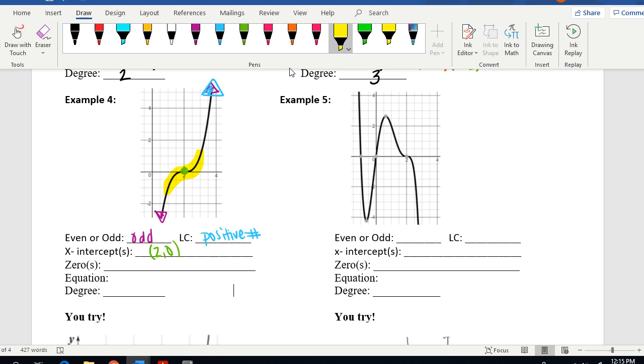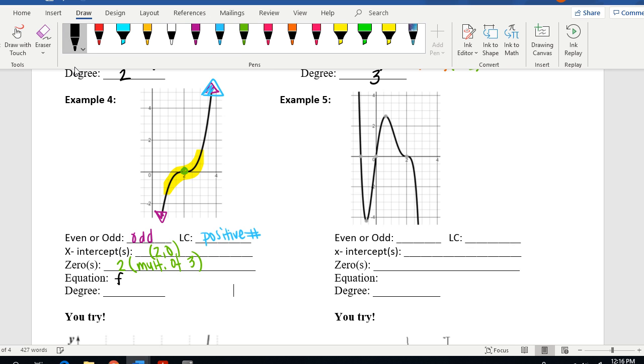When that happens, that means I'm having an odd degree multiplicity. And for our purposes, we are just going to say the odd degree is going to be a cube. All right, so I'm going to have my zero of 2, and since it flatlines, we're going to have a multiplicity of 3. All right, so now let's write my equation.